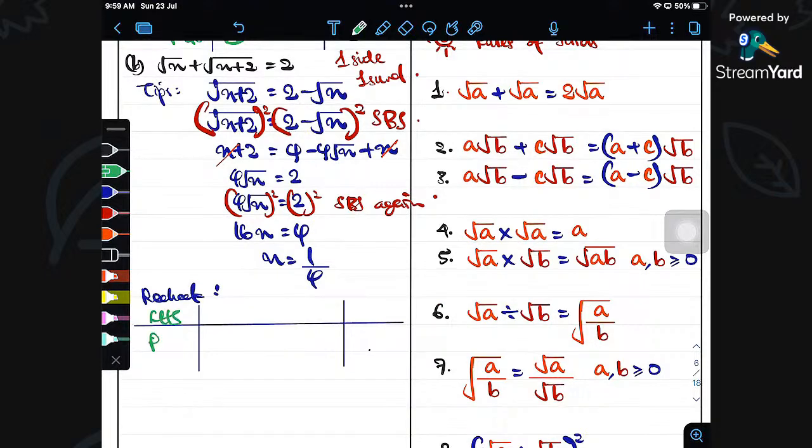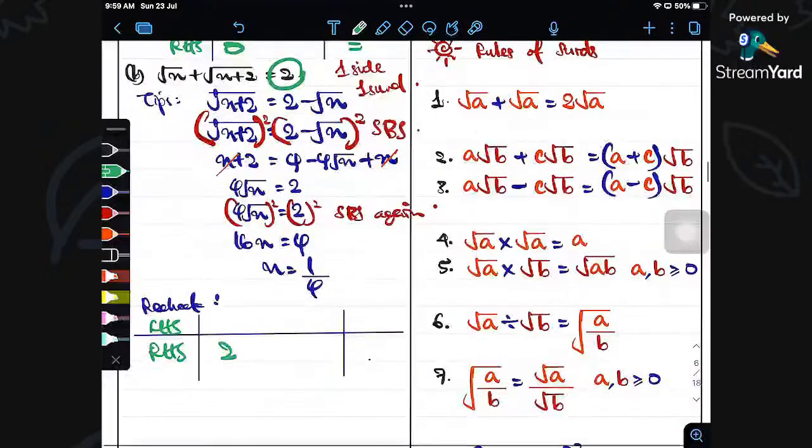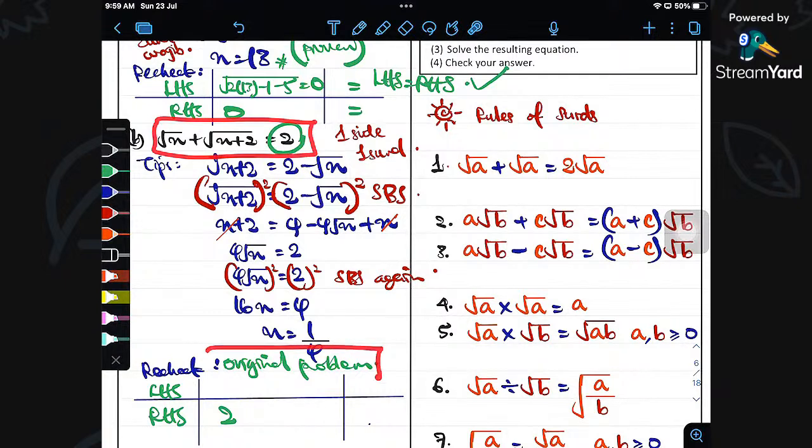So, left hand side, right hand side. Right hand side memang kita tahu dia 2. So make sure you recheck based on the original problem. Original problem bermaksud soalan asal lah. Soalan asal bermaksud original problem. So make sure right hand side is the number 2.